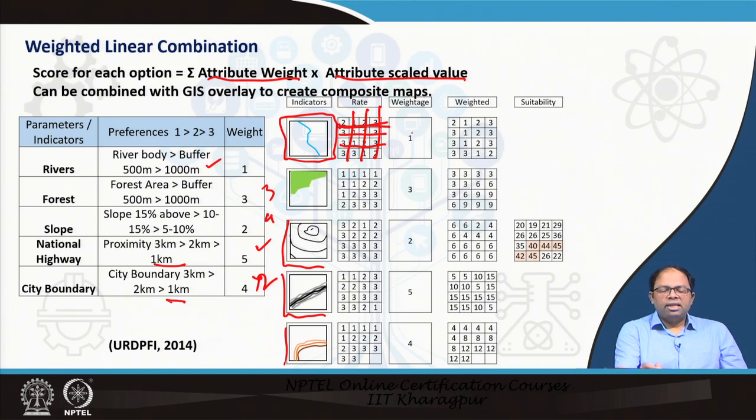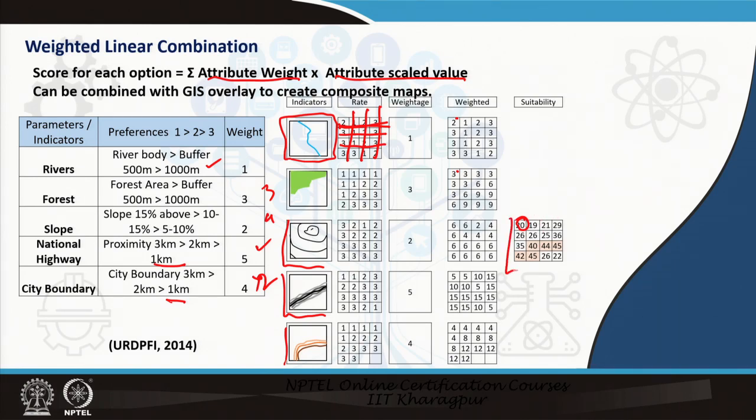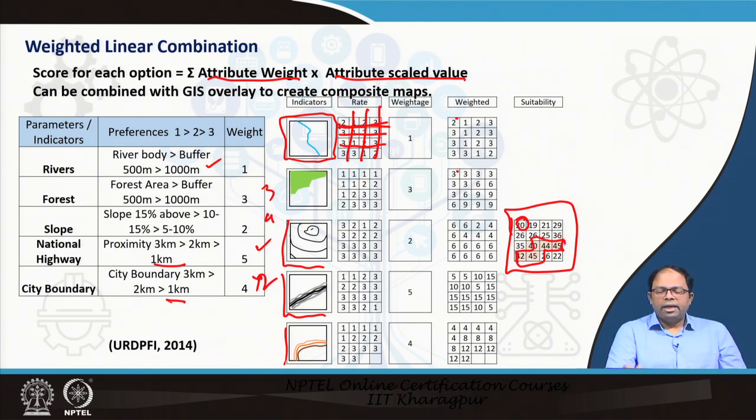Now we multiply the scores with weights, and this is the score that we get, and finally we sum up for each of these pixels, like 2 plus 3 plus 6 plus 5 plus 4. In that way we sum up and we get the overall score for this pixel, and this is our composite map. Finally we can create clusters within the map, showing ranges starting from 42 to 45. This is one range, this is one suitability zone. So in that way we can say that scores in this range, which is the highest range, are the most suitable.